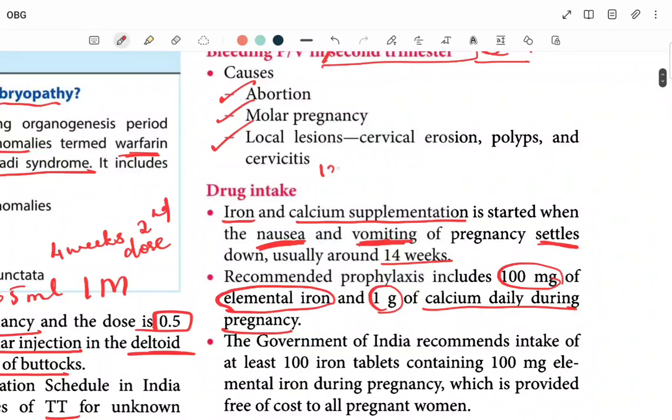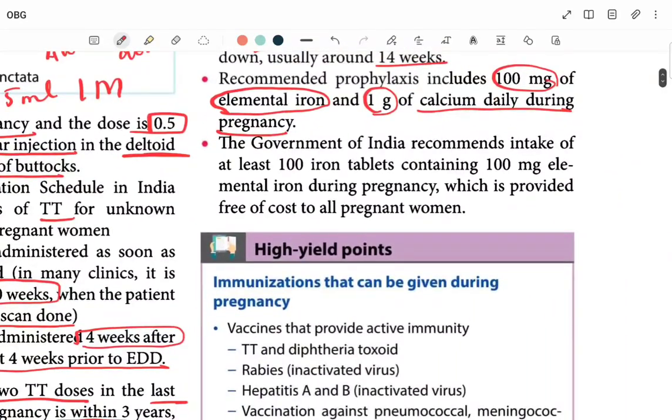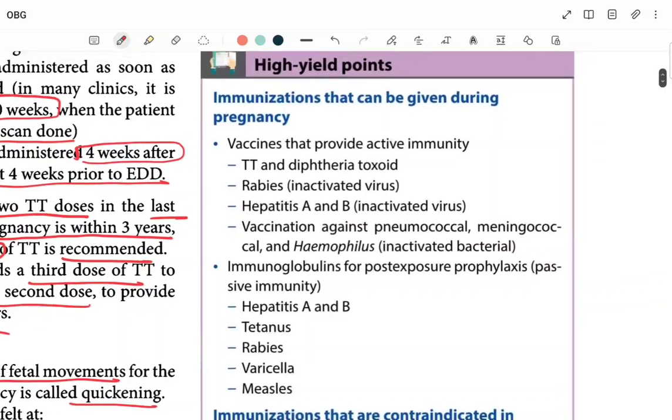So 100 milligram of elemental iron, and 1 gram of calcium is required daily during pregnancy. The Government of India recommends the intake of at least 100 iron tablets containing 100 milligram elemental iron during pregnancy, which is provided free of cost to all pregnant women.